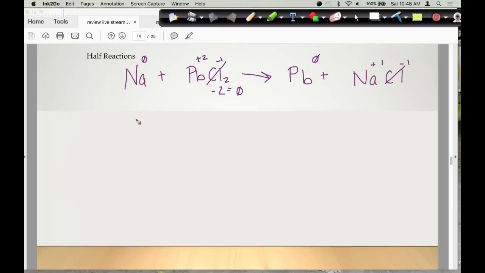for the half reactions. So I separate out the different elements, what they look like before the arrow, and what they look like after the arrow. So I have sodium going up to +1, that's losing electrons, oxidation because the charge increased. Lead +2 is going down in charge. So that we are going to label gaining electrons is reduction because the charge is going down.